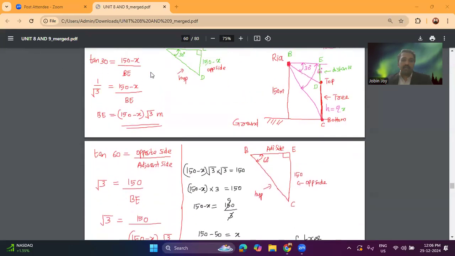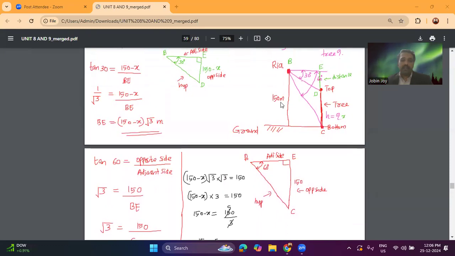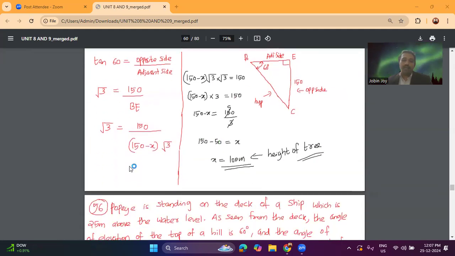What is tan 60? Tan 60 is again opposite side by adjacent side. For tan 60, I am considering the bigger triangle, BEC. So tan 60 is equal to opposite side divided by adjacent side. The opposite side is the total height of the building, which is 150 meter. So 150 divided by BE. And BE, we know the value: (150 minus x) into root 3 meter. Just to substitute here.